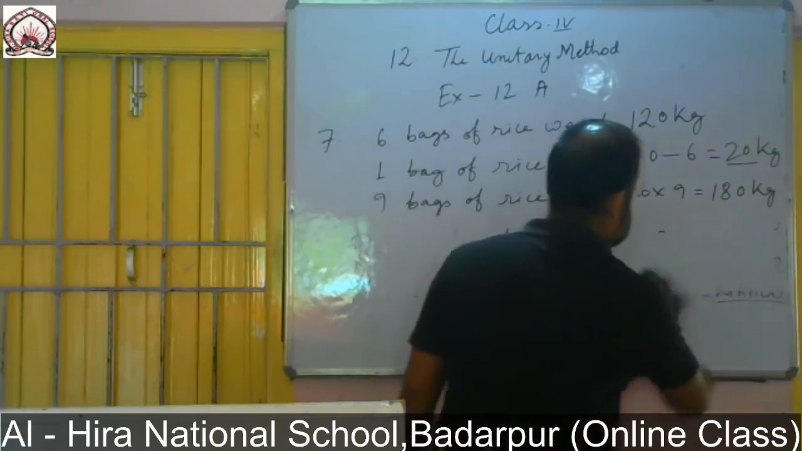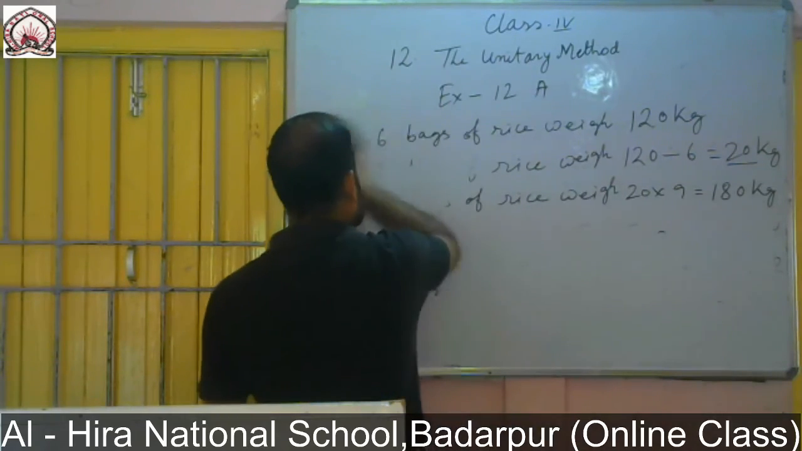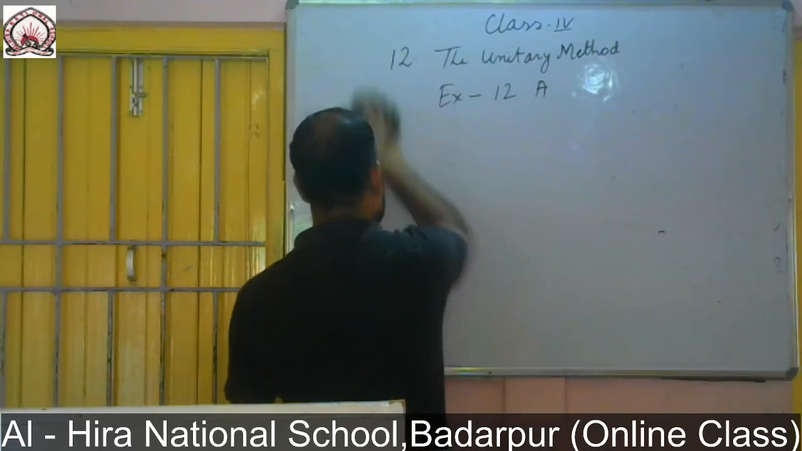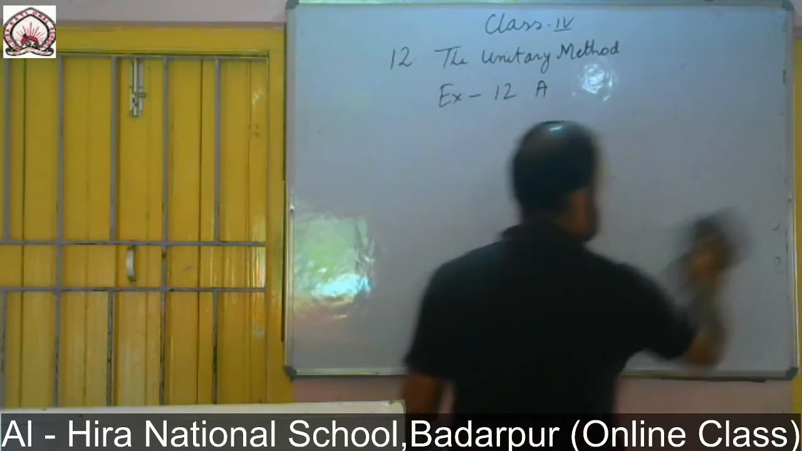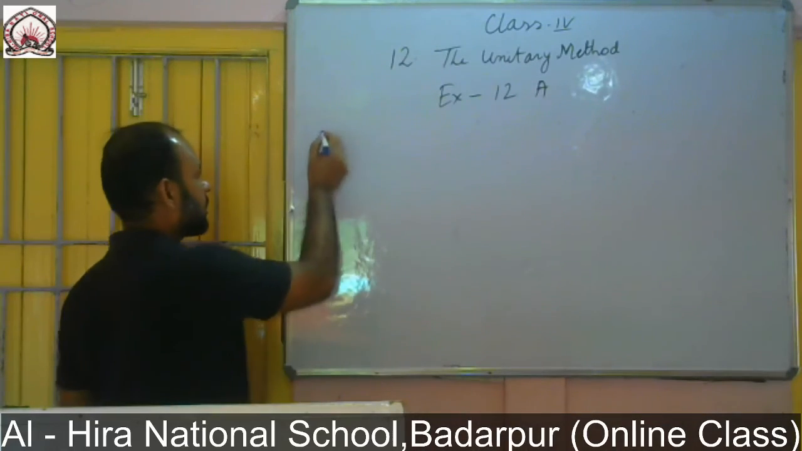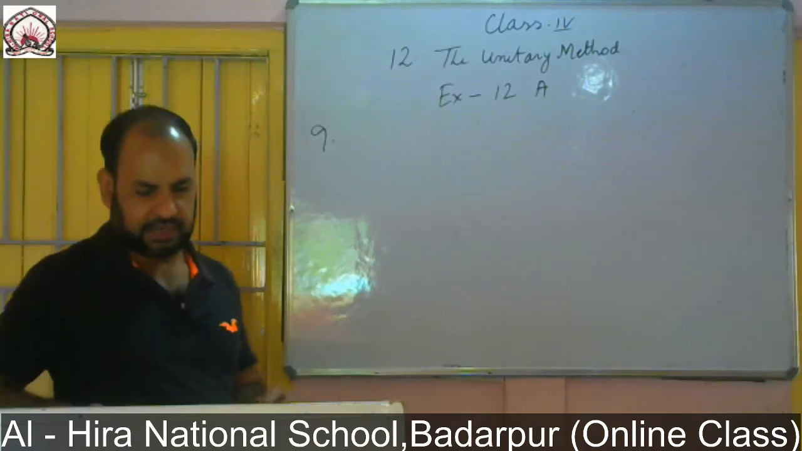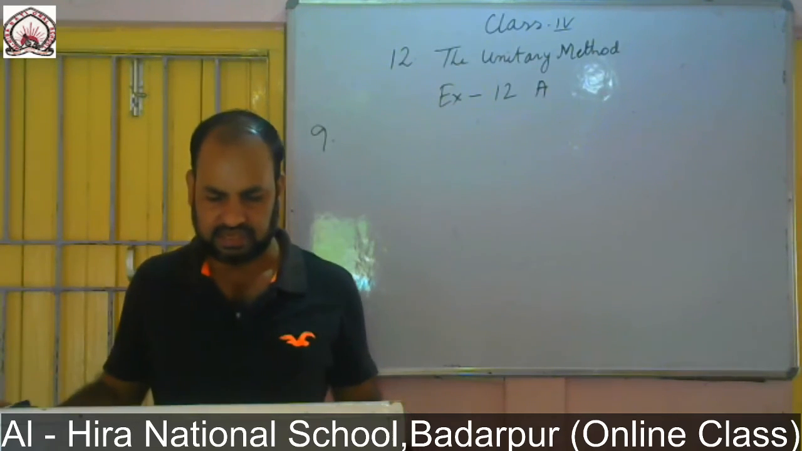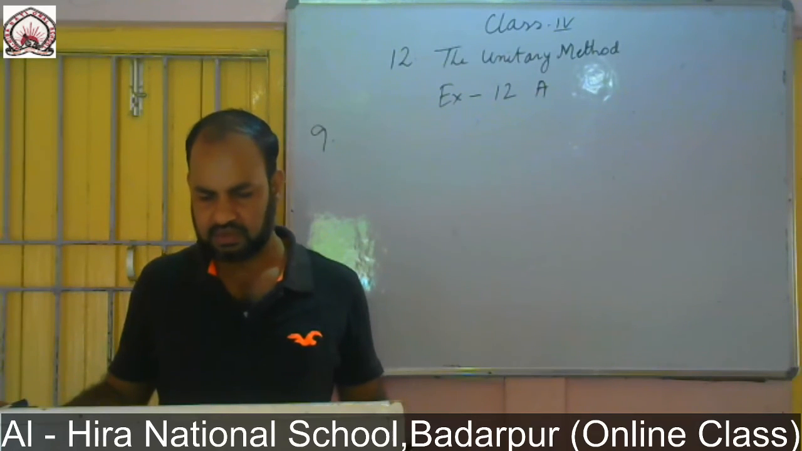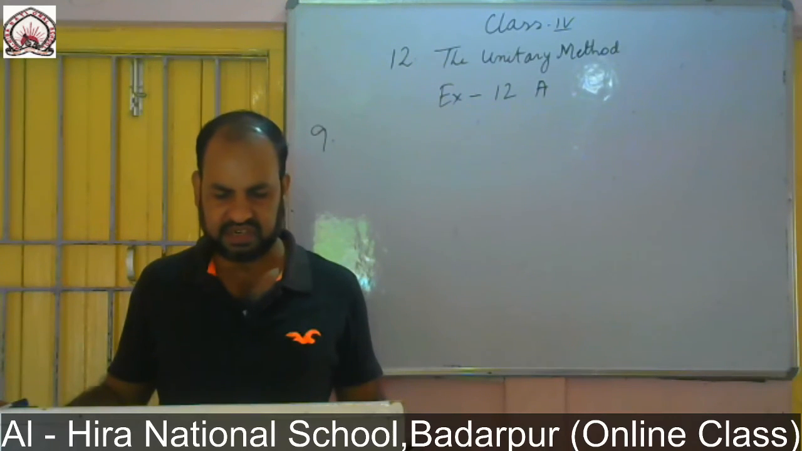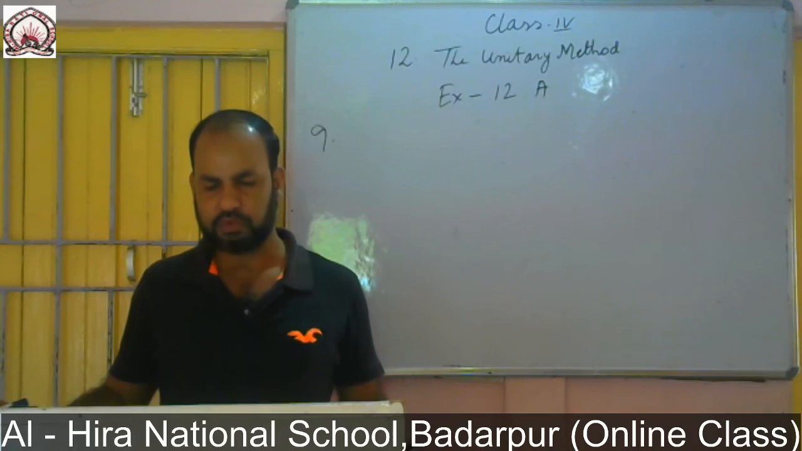Question number 9. A factory makes 3500 bicycles in 7 days. How many bicycles will it make in 30 days if things in the factory carry on the same way?